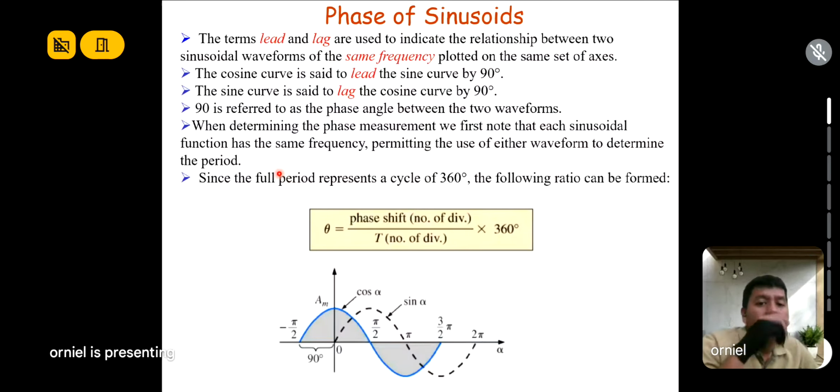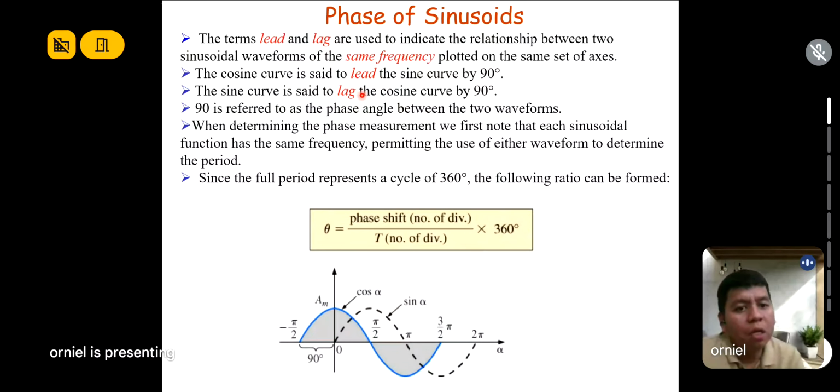Now, in phase of sinusoids also, we have these terms, the lead and the lag. This is the meaning that the two sinusoid waveforms are out of phase. Okay, when you say lead, a cosine curve is said to lead the sine curve by 90 degrees. When you say lag, the sine curve is said to lag the cosine curve by 90 degrees. As you can see, there's a difference between the two, the lead and the lag.